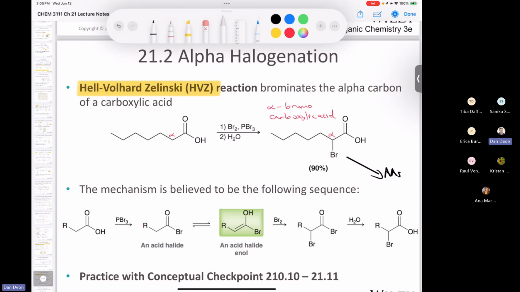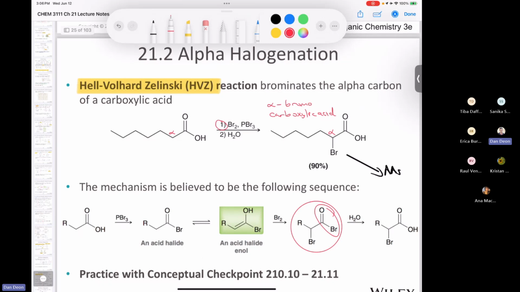So the first step is taking your carboxylic acid and treating it with bromine and phosphorus tribromide. Remember PBr3? This is phosphorus tribromide. What happens when you do that, you end up with this intermediate here. After the first step, this is called an alpha bromo acid bromide. I'm not going to make you remember that. But you know what happens when you take an acid chloride and treat it with water, it hydrolyzes it to a carboxylic acid. So in the second step, when you treat it with water, it just blows it apart to the carboxylic acid, and you end up with your alpha bromo carboxylic acid.